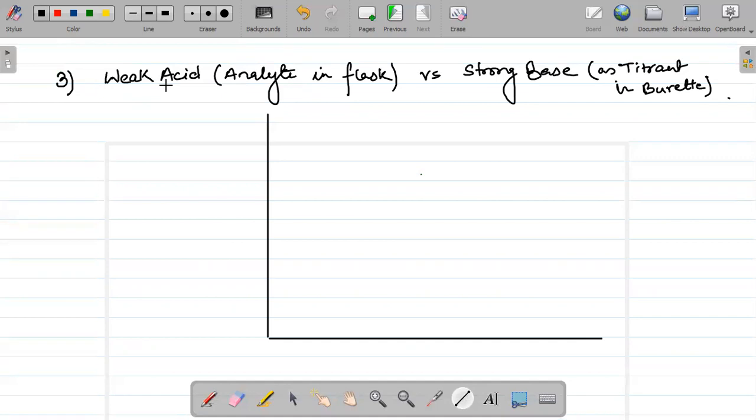If it is going to be a weak acid in the flask, what is the initial pH? What is the initial pH we can expect? Will it be near to 0, or will it be closer to 7?